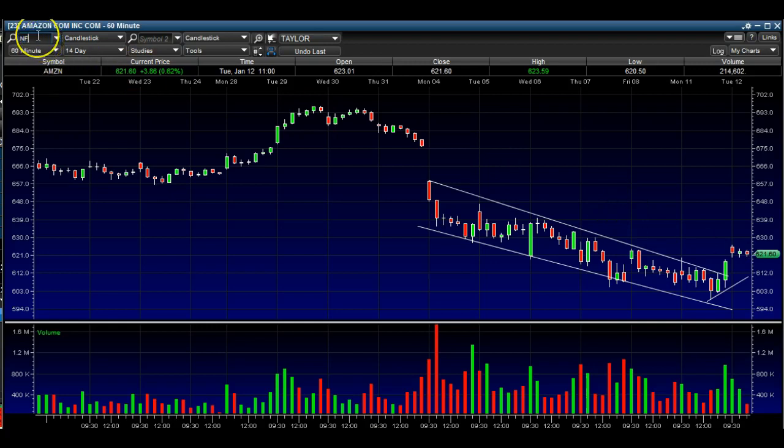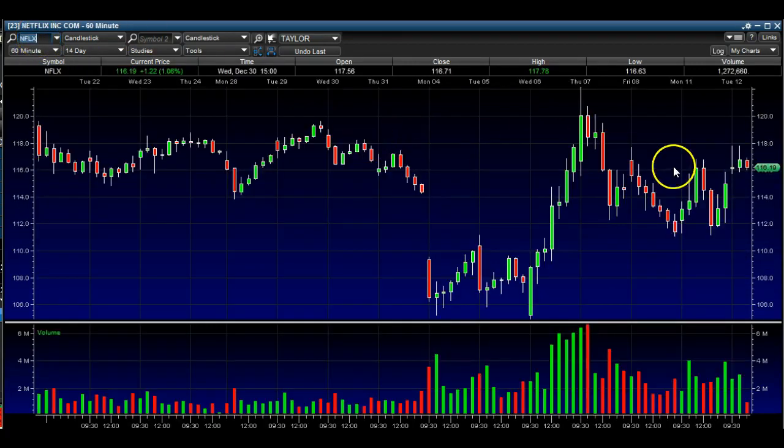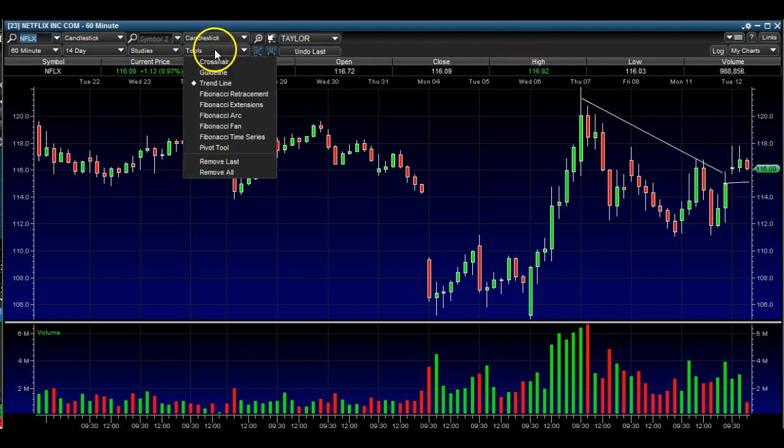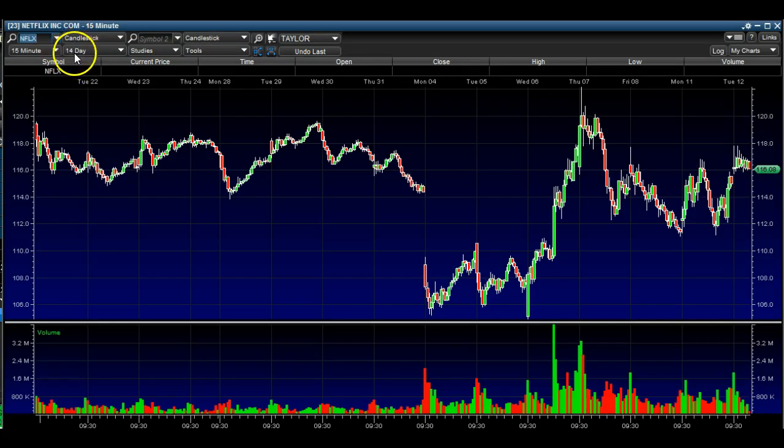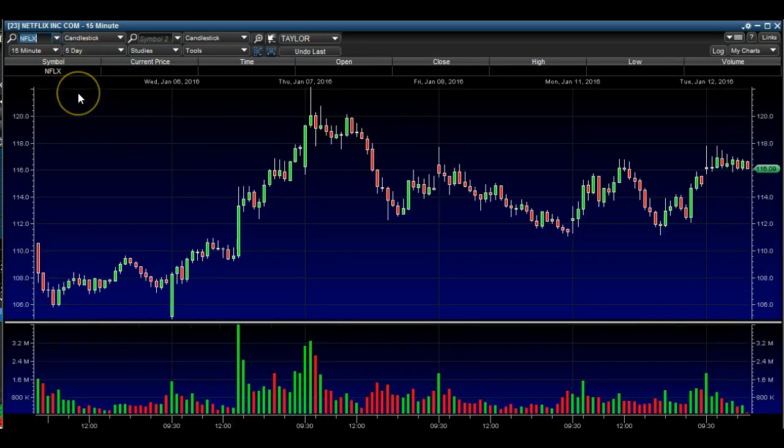Last but not least, I'm going to cover Netflix. Netflix kind of a little bit all over the place, but definitely looks stronger rather than not. It may want to fill the gap from this morning at about 115. Okay, so keep that in mind. Can't really draw a downtrend line right there. I'm going to look at the 15-minute chart, see if I can come up with anything better for you guys.